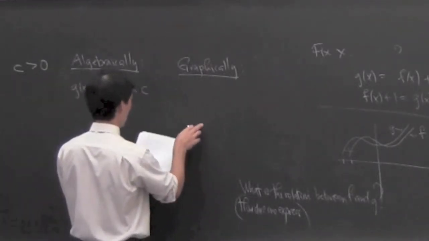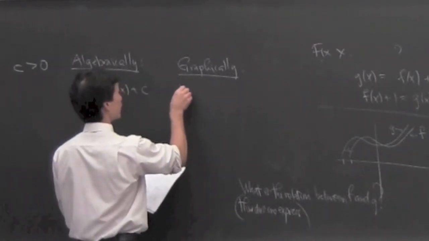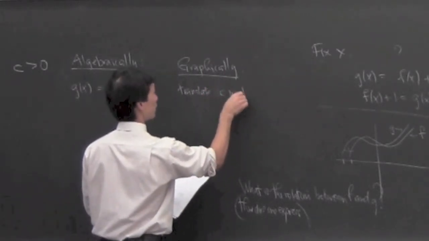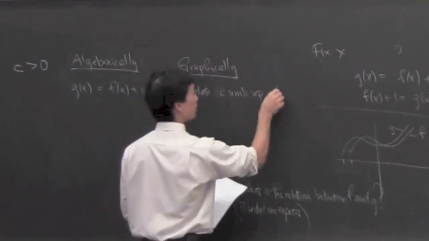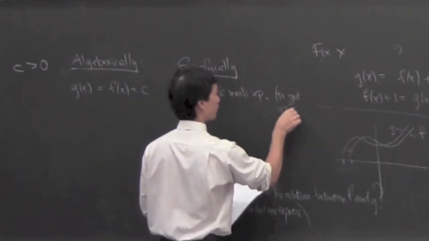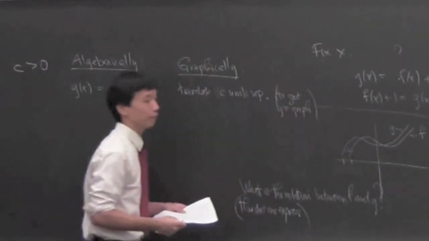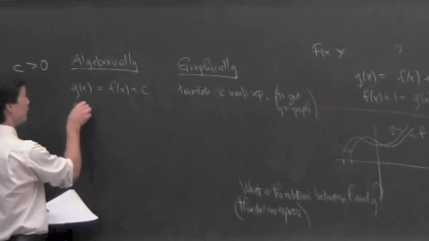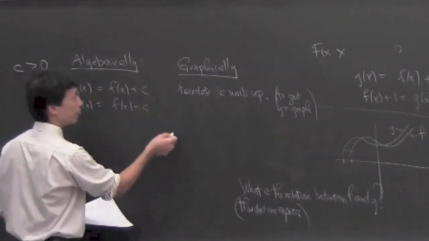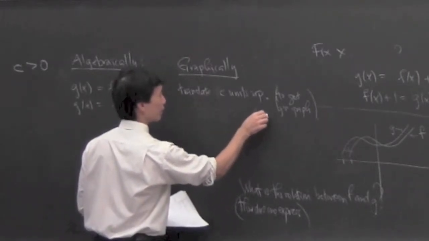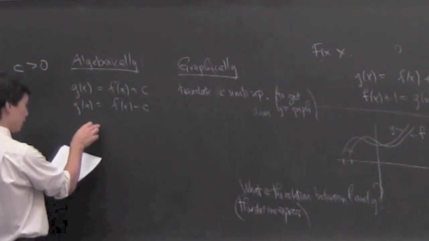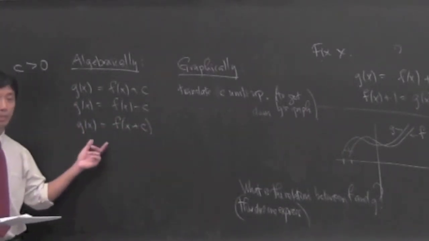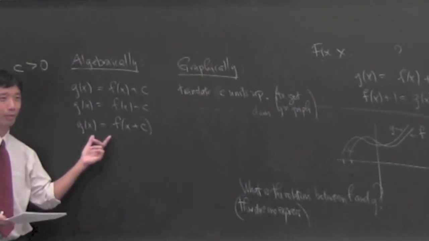So translate f's graph c units up to get g's graph. Right, so you take the graph of f and you move it up and you get g's graph. If I say g of x is f of x minus c, well, this means you translate the graph down, of course. As we just said, if g of x is f of x plus c, which way is it going? Do I move the graph left or right?